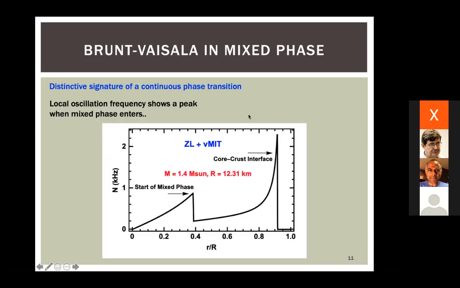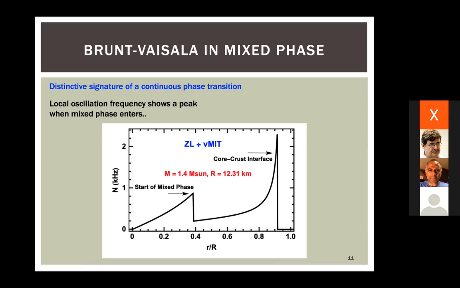Okay, so next step is to look at the Brunt-Väisälä frequency. It's just proportional to the difference of the sound speeds and the local gravitational field. Now you see that compared to the muons, which were a tiny blip when they entered, quarks make a pretty big difference here. You can clearly see that at the start of the mixed phase, there's a big jump, essentially because the sound speed difference jumps. The Brunt-Väisälä frequency also has a peak. And so we expect that this should be reflected in the G mode.